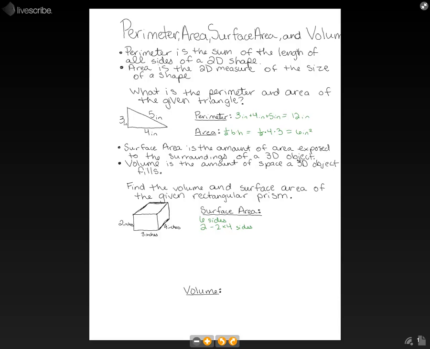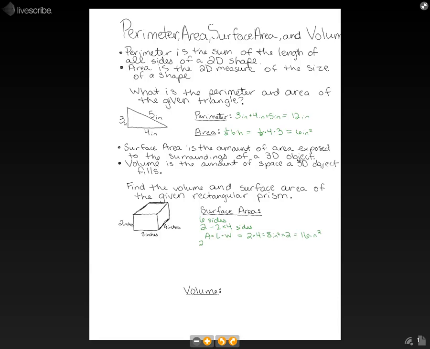So when we do our area of a rectangle, we have area is equal to our length times our width. So that's going to equal 2 times 4, which gives us 8 inches squared. But we have to multiply that by 2 because there's 2 of them, so we have 16 inches squared.